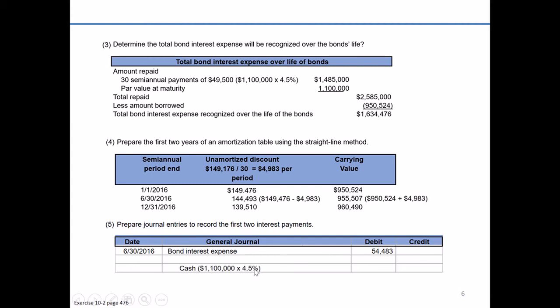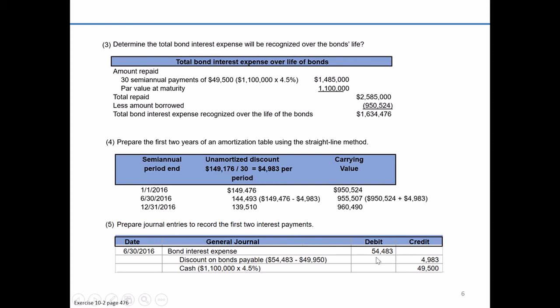In addition, we said in our part 2 that every single period is going to have a cash payment of $49,500. That's the amount of interest they're actually going to pay. This is the cost. That's how much they're paying. And we just calculated that by taking the par value of $1.1 million times the semi-annual rate of 4.5%. Now, there's a difference between these two, and that's the amount of discount that we're going to amortize. Remember how we identified that we're amortizing an equal amount of $4,983 of discount every single 6-month period.